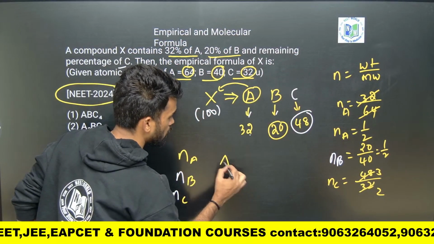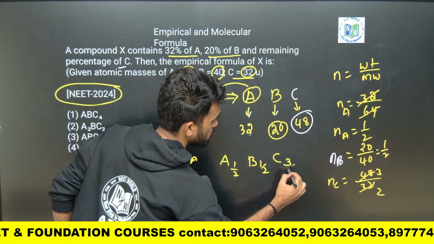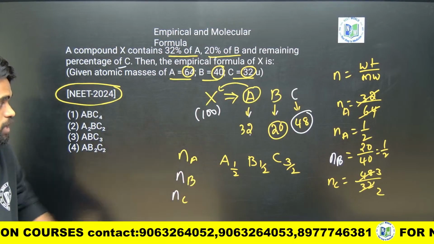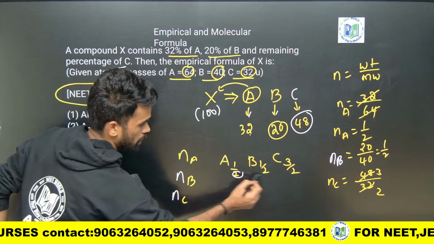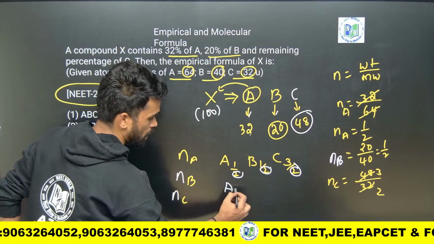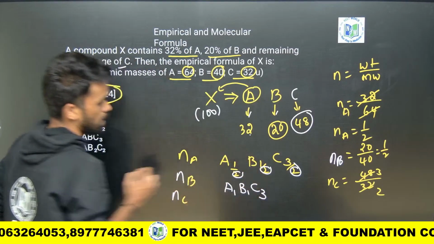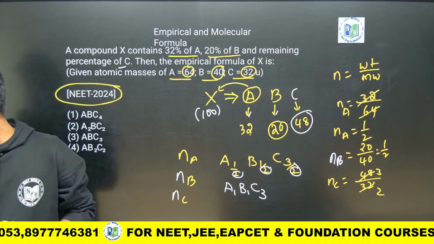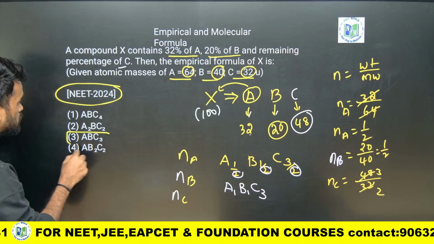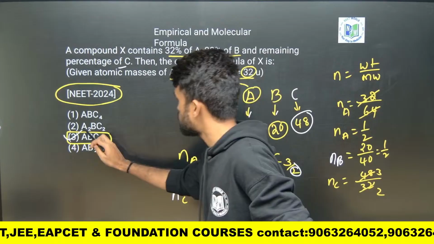So finally what we got? A 1 by 2, B 1 by 2, C 3 by 2. This is the formula unit we got. But there is no option like this. So just try to simplify that. See, the denominators are the same here. So I can write the formula as A1, B1, C3 by cancelling out the 2, 2, 2, right? So what we got? ABC3. ABC3 is the third option given in the question. So option 3 is the perfect answer for this particular question, right?